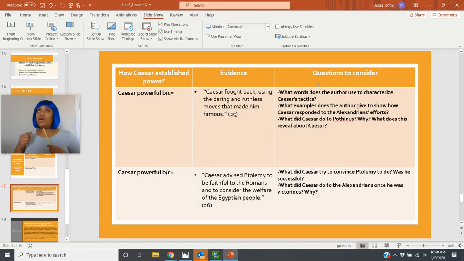Now, let's think about questions we should consider when we're answering the question, how did Caesar establish power? I want you to consider the following questions. What did Caesar try to convince Ptolemy to do? Why was he successful? And what did Caesar do to the Alexandrians once he was victorious?